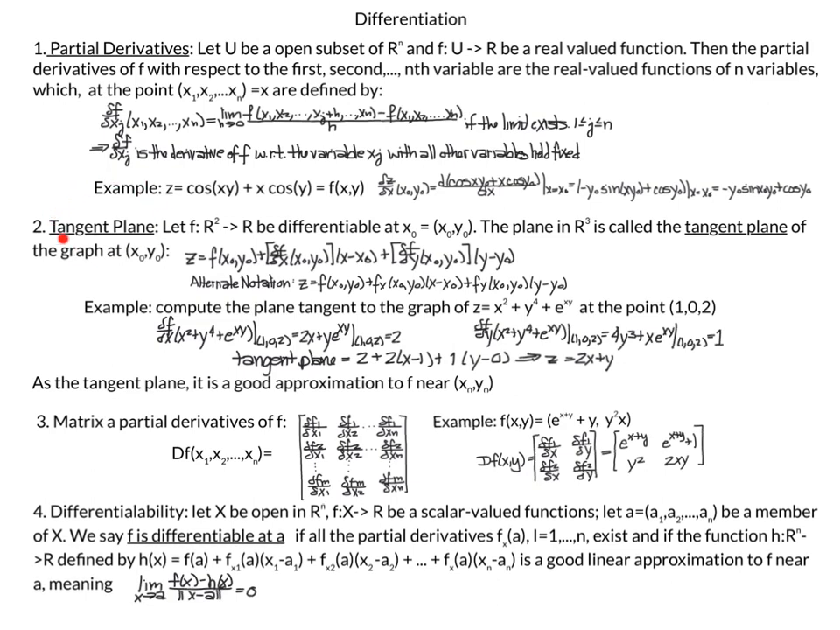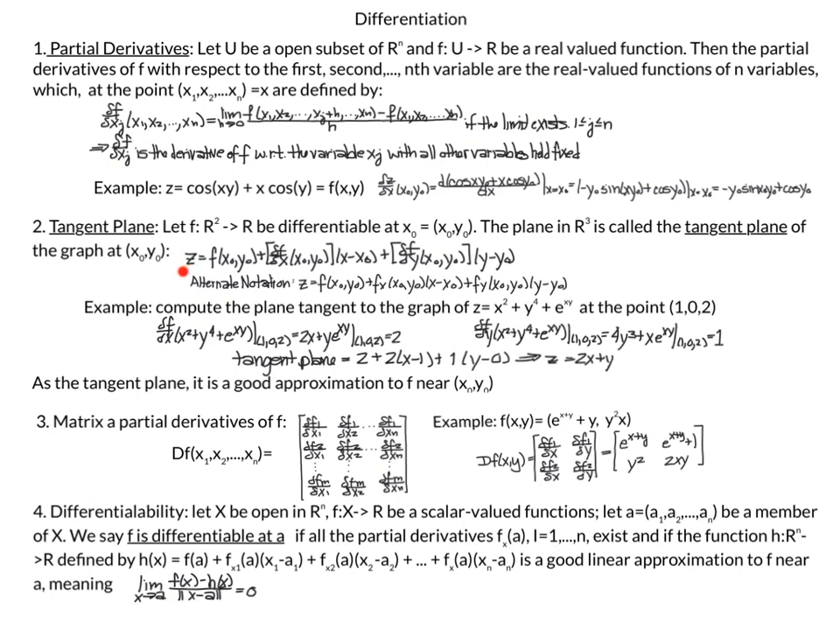The second thing we will talk about are tangent planes, because now that we have a derivative, just like in first year calculus, now that you have a derivative, the tangent plane becomes important. So let f be a function from R^2 to R. And we can extend this to R^n, but just because we don't want to have a ton of variables, we're going to define this for R^2. So if it's differentiable at a point x0 = (x0, y0), the plane in R^3 is called the tangent plane of the graph at (x0, y0).